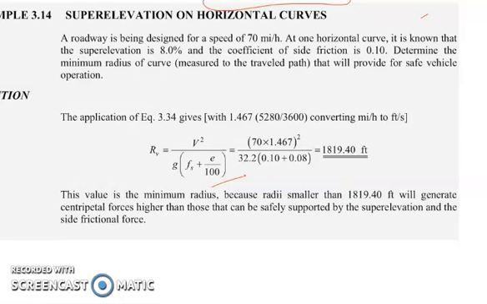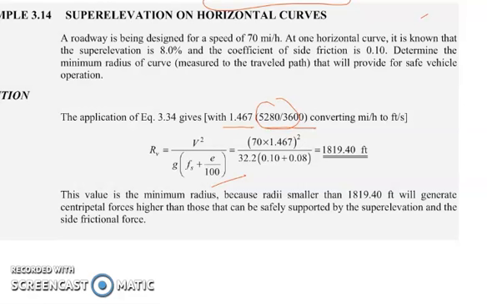So if we're going to convert that one, we have to multiply our 70 miles per hour by 5,280 all over 3,600. Actually, if we simplify this one, that is equal to 1.467. So if we substitute, our velocity, the design speed, is 70 times 1.467 squared all over our g.